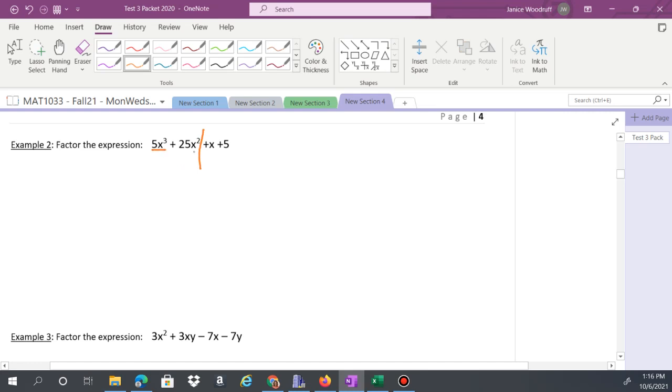And then let's see, 5x cubed and 25x squared. What would be a GCF here? 5x squared. Very good. 5x squared. Okay, so here we get 5x squared. And then we have parentheses. 5's cancel. X, 3 minus 2 is just x. 25 divided by 5 is 5. And their x squareds canceled there. What can I take out of here?